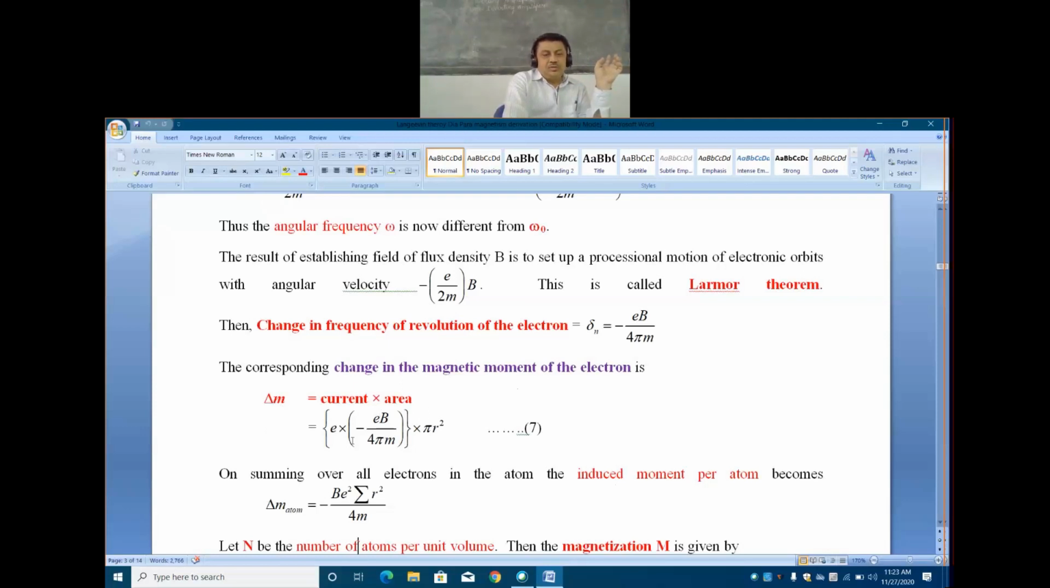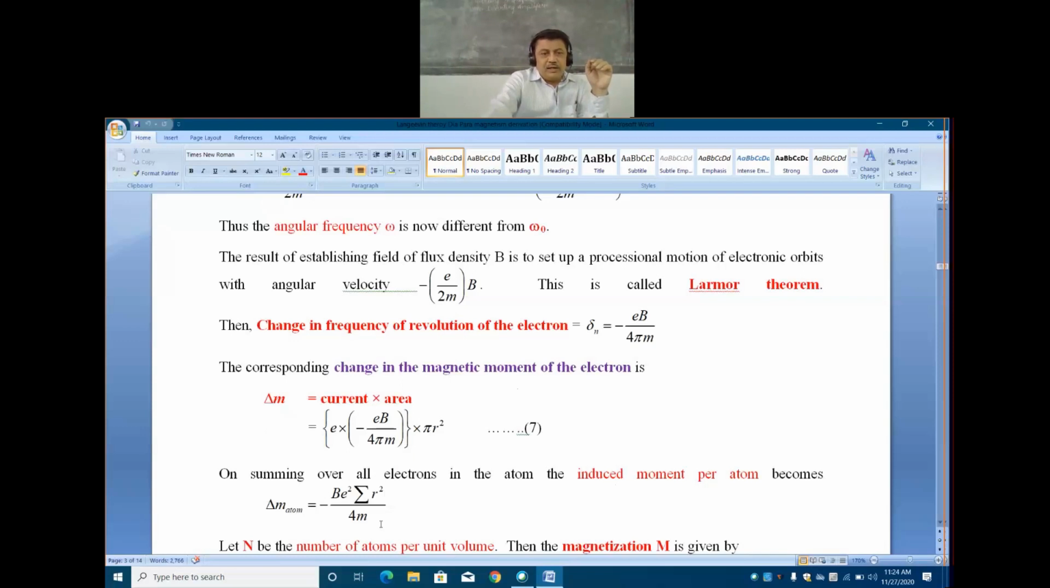So e, that is charge, into frequency of revolution, the change in frequency because of the external magnetic field, minus eB by 4 pi m, into pi r square area. On summing for all electrons, the induced magnetic moment delta m is equal to minus B e square summation r square, the average radius of all the electrons, divided by 4m.